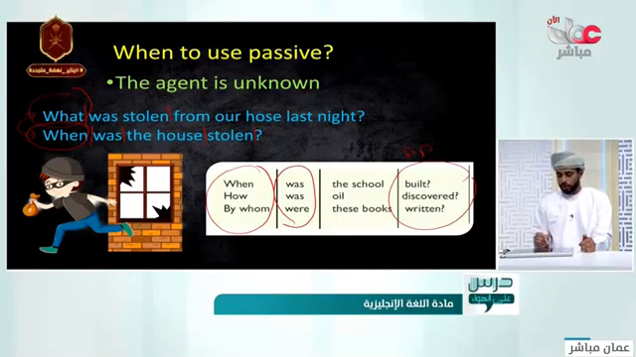How to form it? When was the school built? Who or how was oil discovered? By whom were those books written? Good.